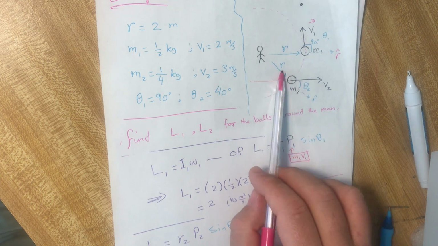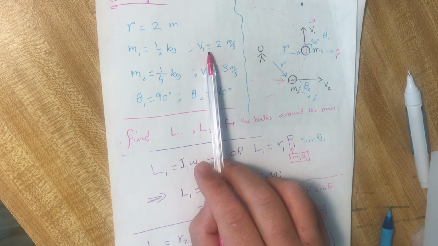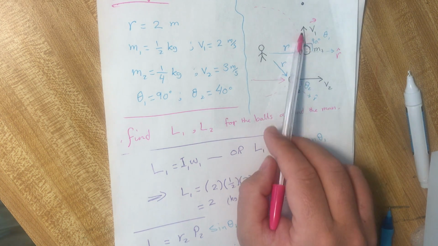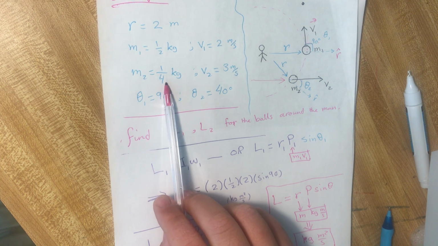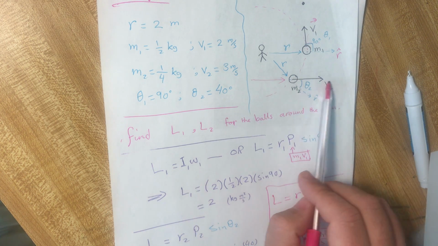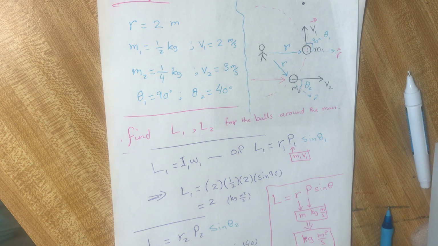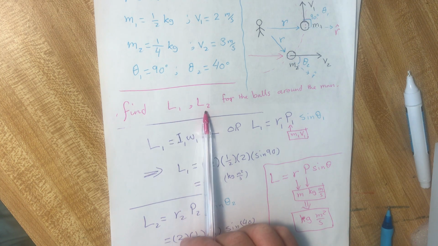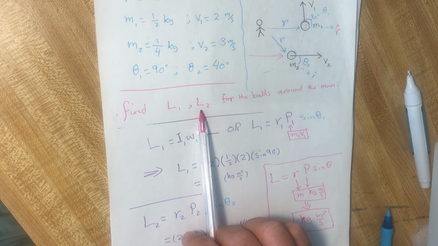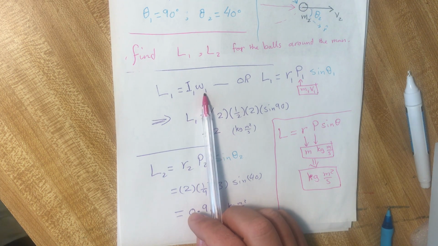If r is equal to 2 meters, the mass of the first ball is half a kilogram and its velocity is 2 meters per second in this direction. The mass of the second ball is a quarter kilogram and its velocity is 3 meters per second in this direction. Theta 1 is 90, theta 2 is 40. Okay, what is the effect of theta? We will see that now. We need to find L1 and L2, the angular momentum for the first ball and for the second ball. L1 is equal to I1 multiplied by omega 1.